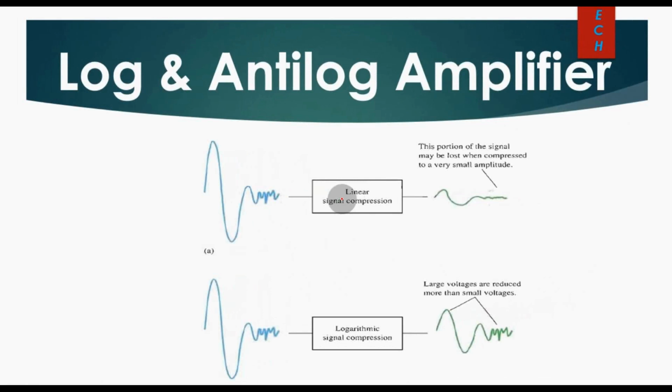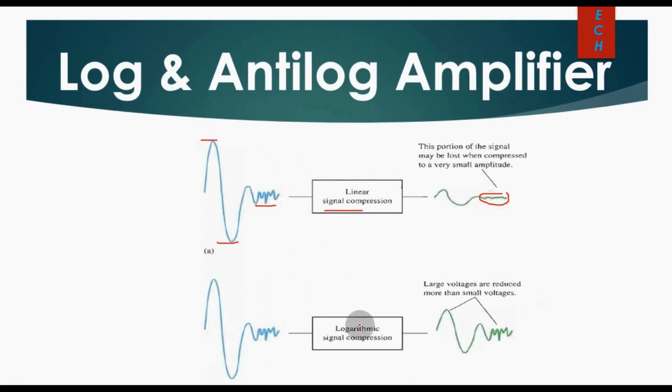So you can see here this is linear signal compression. This is your analog signal. Here it is having higher magnitude and here it is having lower magnitude. If you use linear signal compression, this portion of the signal may be lost when compressed to a very small amplitude. You can see this signal is being lost here. You cannot find what the signal was.